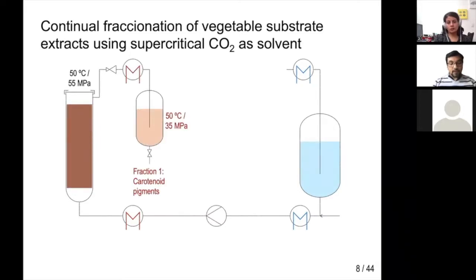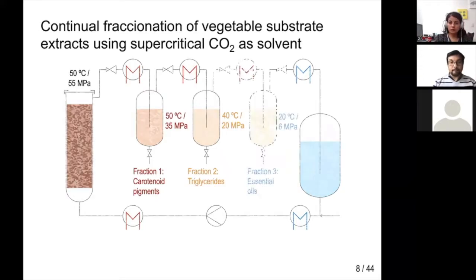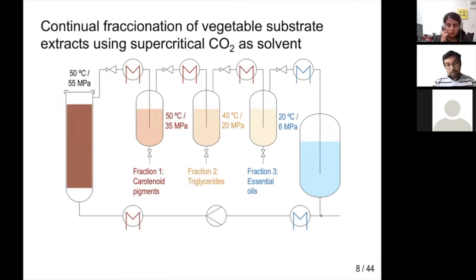In the first separator, the pressure is reduced from 550 bar to 350 bar to precipitate out carotenoid pigments. In the second separation stage, the pressure is further reduced to 200 bar to precipitate lipids. And in the third separation stage, the pressure is reduced again to 60 bar to precipitate out the essential oils and recover CO2 for recycling.